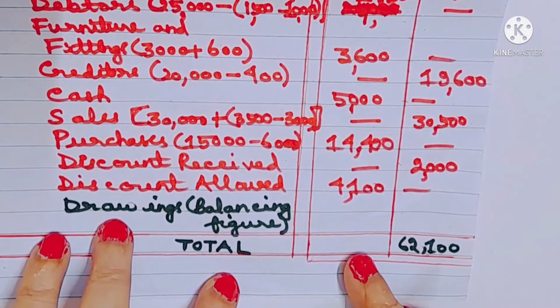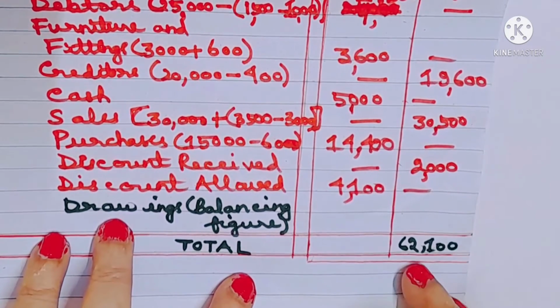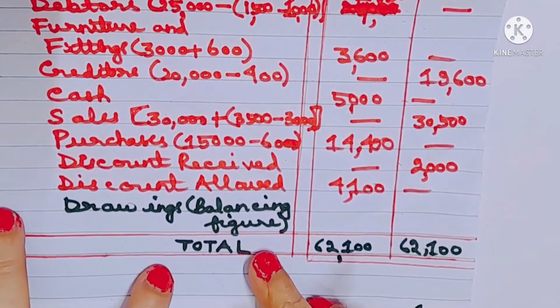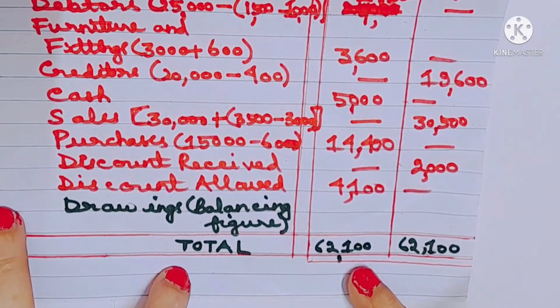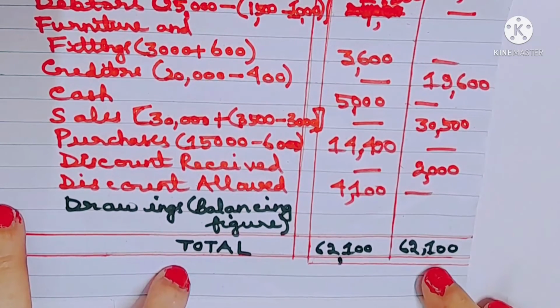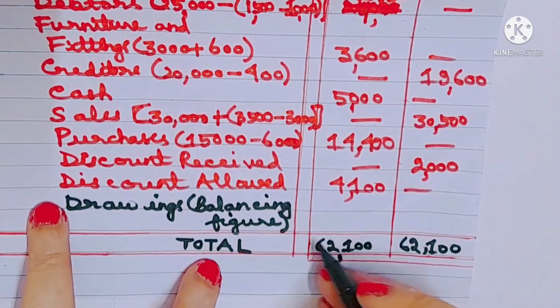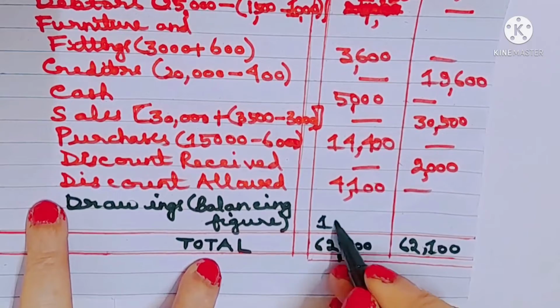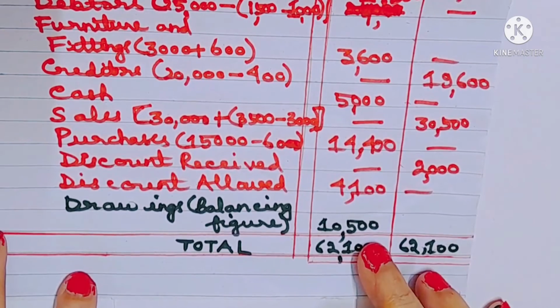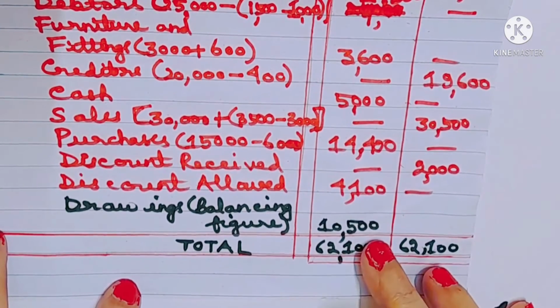So we'll have to write the total of credit column, the one that is bigger. So now what is the balancing figure? The difference will be treated as drawings. The total of credit column is 62,100 and the total of debit column is 51,600. So if we deduct 51,600 from 62,100, then we'll get the difference. What is the difference? The difference is 10,500. So this 10,500 will be treated as drawings. So the balancing figure will be drawings.